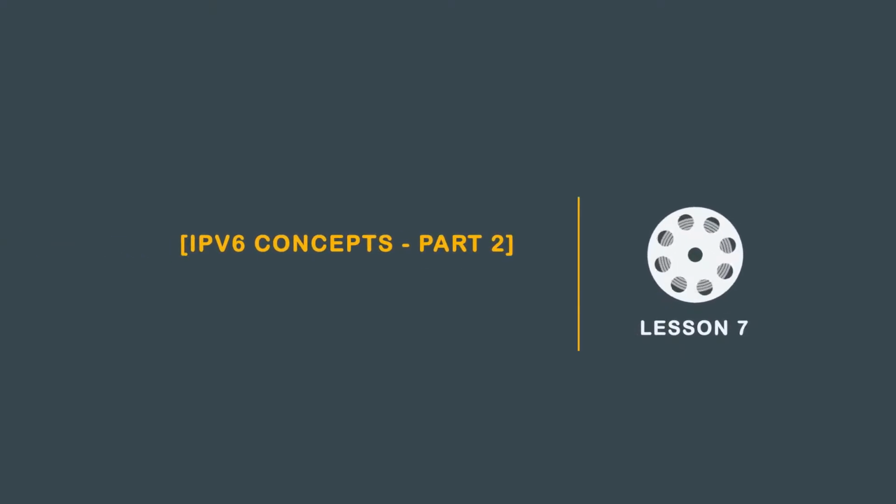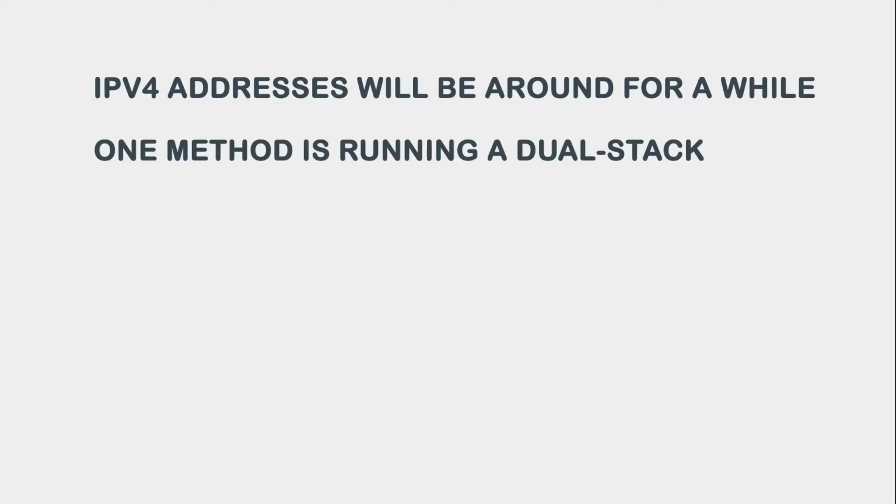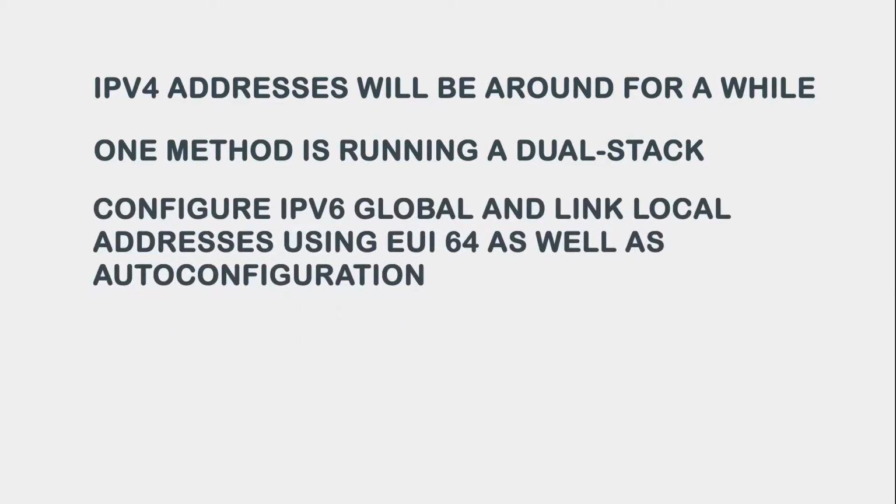This is the second of 2 videos covering IPv6. IPv4 addresses will be around for a while, and several mechanisms are in place to help with the transition. One of these methods is running a dual stack. We will show you how to configure IPv6 global and link local addresses using EUI-64 as well as auto configuration.